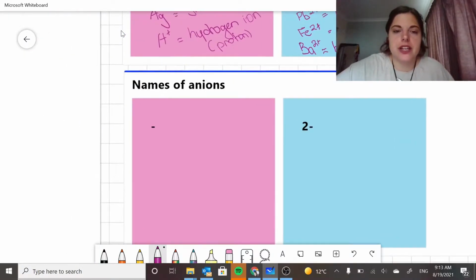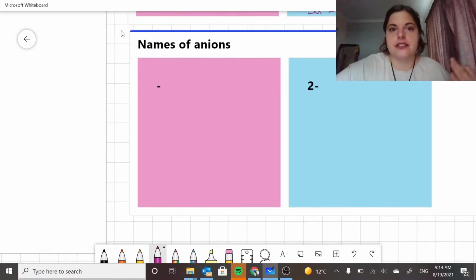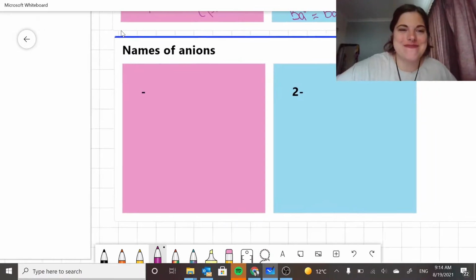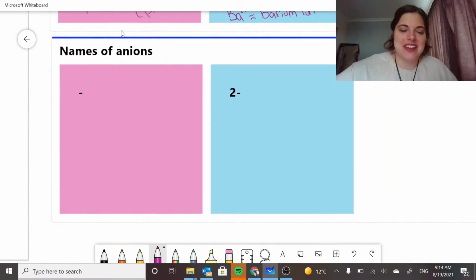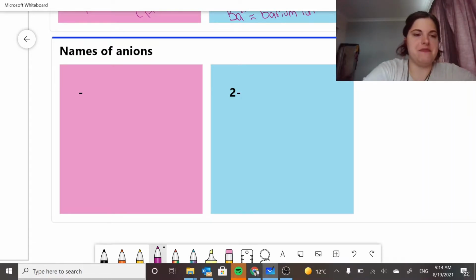Okay, so now we're looking at our names of anions. So anions, onions, they make you cry. That's negative. So we're looking at our names of anions, and we're going to start with our negative. So one negative. Anions, onions, they make you cry. That is the best way that I have come up with remembering them. And, you know, cations, because cats are positive. It's also a good one.